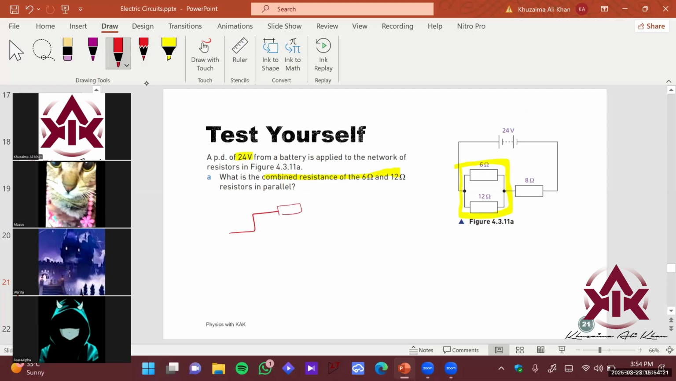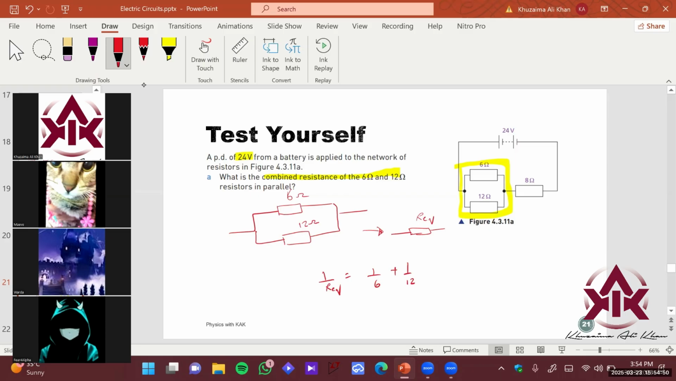We have a 6 and a 12 ohm resistor in parallel, and we know how to solve it out, right? You know the formula. This is 6 ohms and this is 12 ohms, right? So we want to convert this into a single resistor of resistance, basically R equivalent, right? So how do I find this out? I have the formula that 1 over R equivalent equals 1 over 6 plus 1 over 12, right?